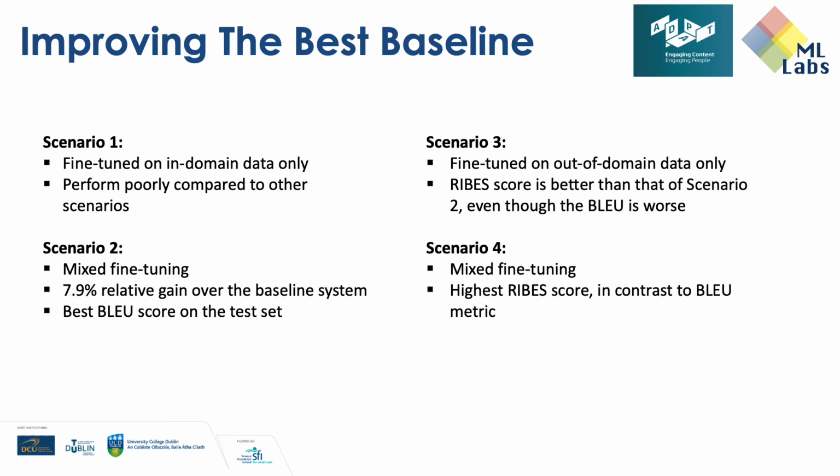So for this, the RIBES score was better than that of scenario 2, even though the BLEU score wasn't as good. And then finally, in scenario 4, we once again made use of mixed fine-tuning, where this time the mixed set was the source original synthetic corpus, and then also the BSD corpus. And here, scenario 4 actually got the highest RIBES score, in contrast to the BLEU metric.